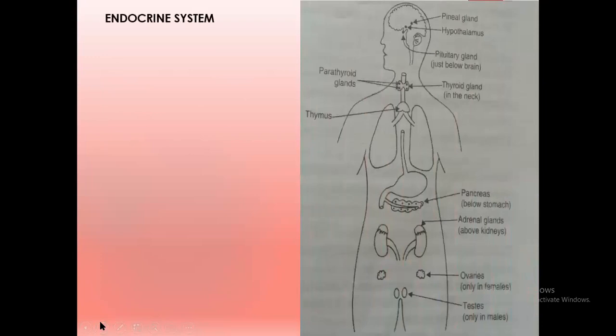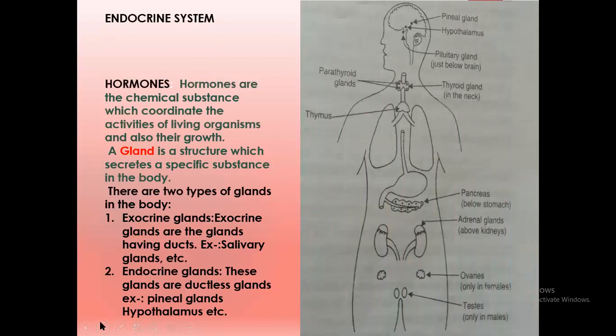What is the endocrine system? This endocrine system is a group of different types of glands. Hormones are the chemical substances which coordinate the activities of the living organism and also their growth. What are glands? A gland is a structure which secretes a specific substance in the body. These glands are of two types, exocrine glands and endocrine glands.